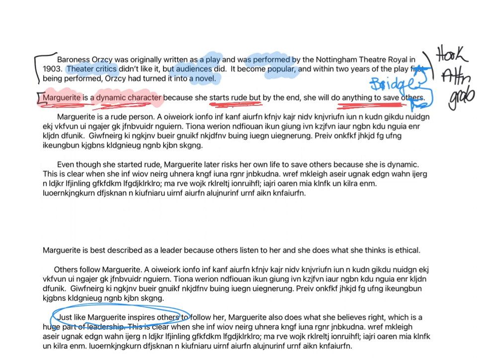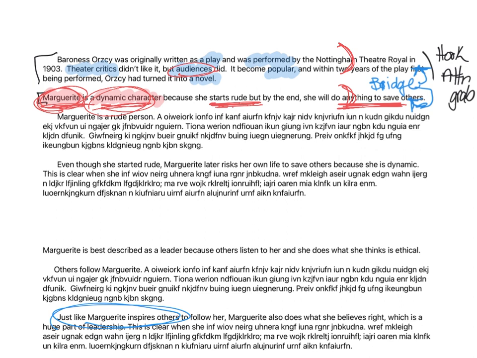Now, how do I create a bridge? It's very simple. Any sentence that contains both words from the top and words from the bottom will pull that together. So I could say something like, because audiences loved Marguerite, she helped make this book popular in part because she is a dynamic character. Ding, that's a bridge. That's all it takes.